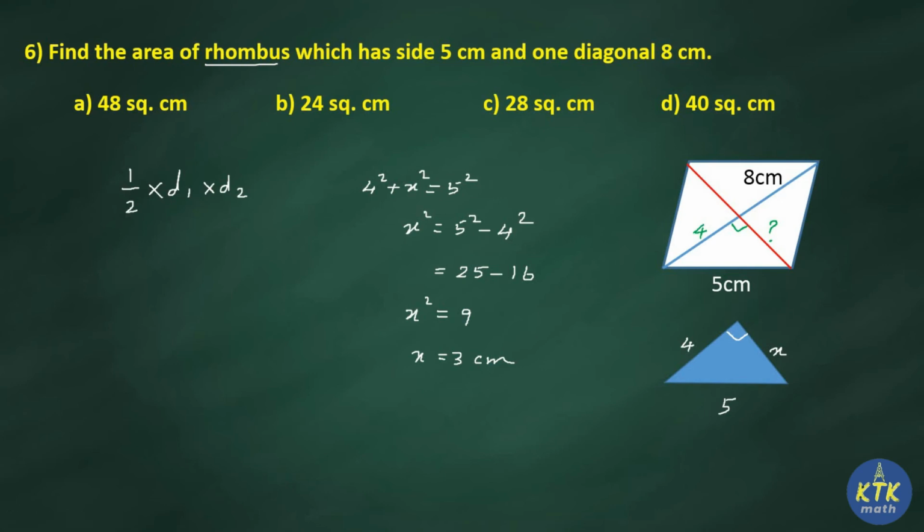So what about the full length? Here you have 3, then the remaining also you have 3. So totally another diagonal length will be 6 centimeter. So just substitute in the formula half into 6 into 8. I hope you understand why I am writing 6 there, because this is twice. Clear? So half into 6 into 8, you can cancel any one number. So 3 8s are 24 square centimeter as mentioned in your options. So question number 6, option B is your answer.